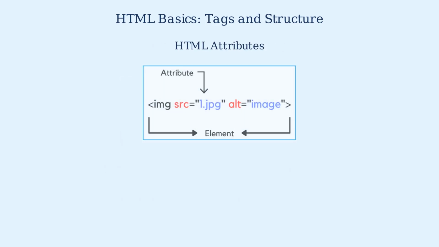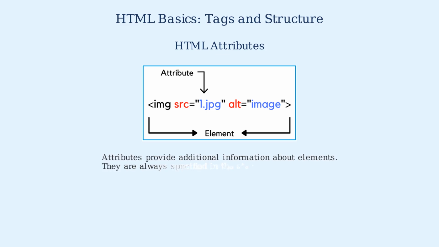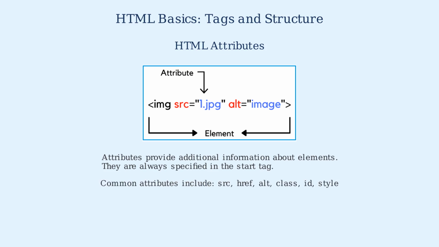HTML attributes provide additional information about elements and are always specified in the start tag. Common attributes include src for specifying image sources, href for links, alt for alternative text, and others like class, ID, and style.